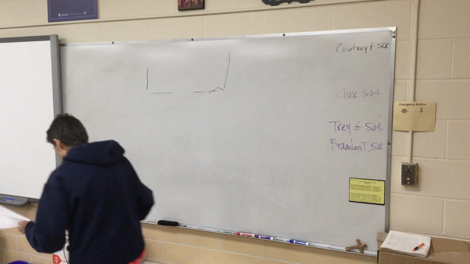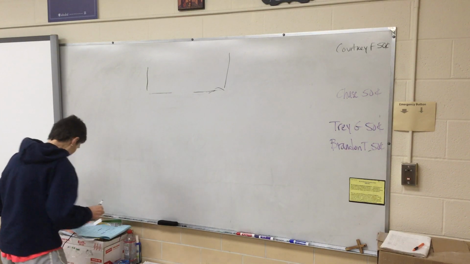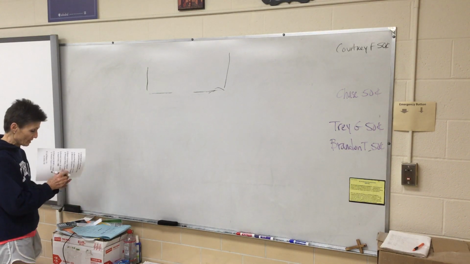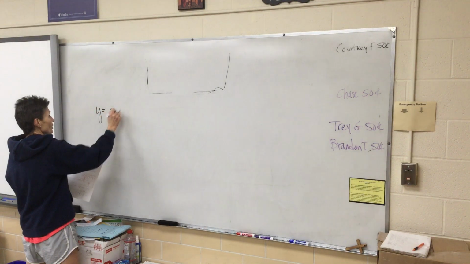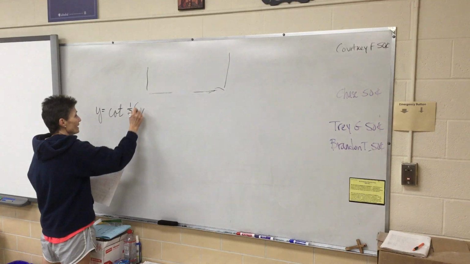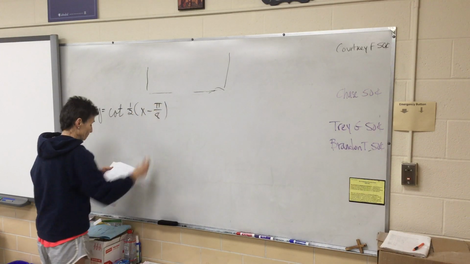Everybody, I think we'll start with a quick review of your sketches. So let's just jump in and sketch y equals cotangent of 1/2 x minus pi over 8.